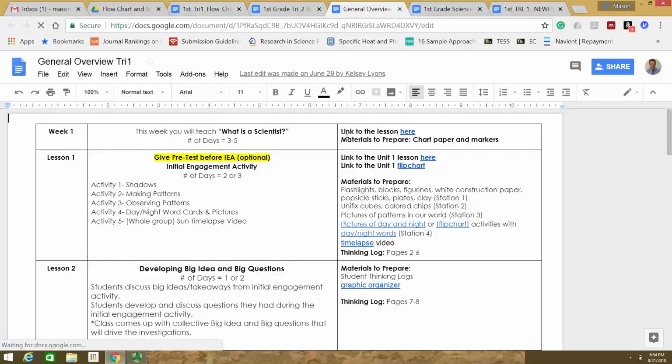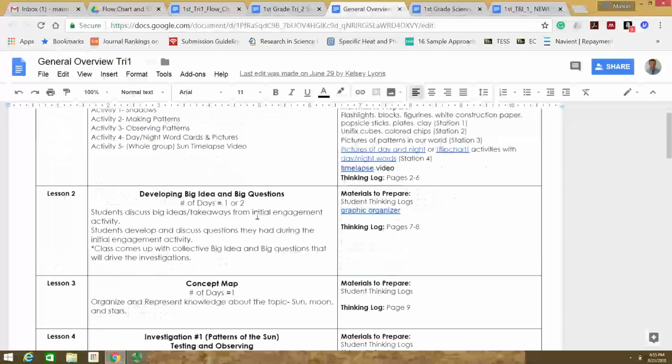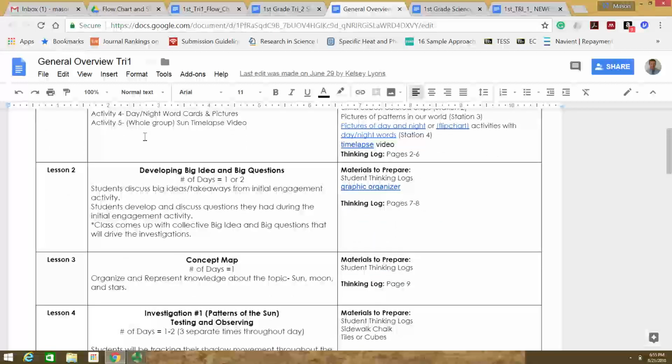What do I need? Okay, all I need is the thinking logs and these graphic organizers. So this is just a very simple, very basic overview where you have a short description of what you're going to do, the materials you'll need, and the thinking log pages. And then this is a little bit more detailed. This is a flow chart that shows you where you're going to be throughout the lesson. So you'll see this is the bundle again, and then the first lesson for every unit is the initial engagement activity.